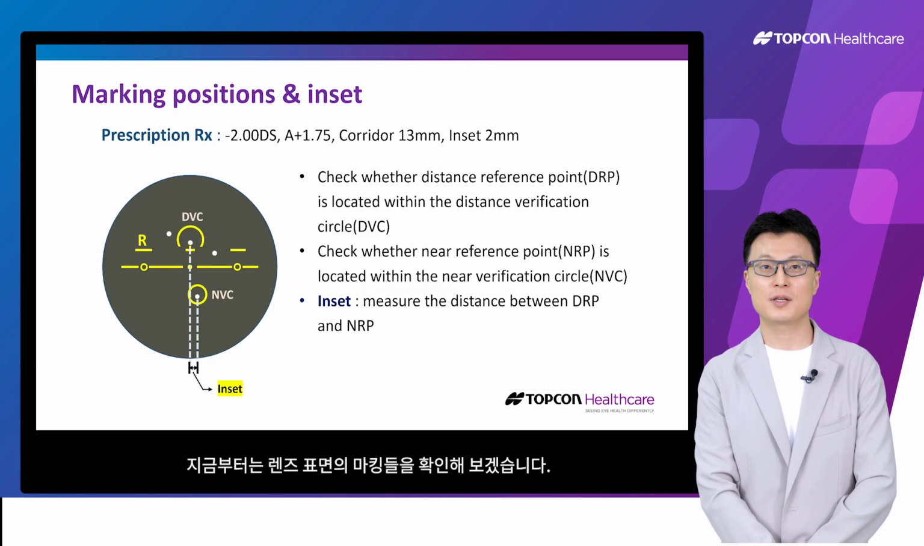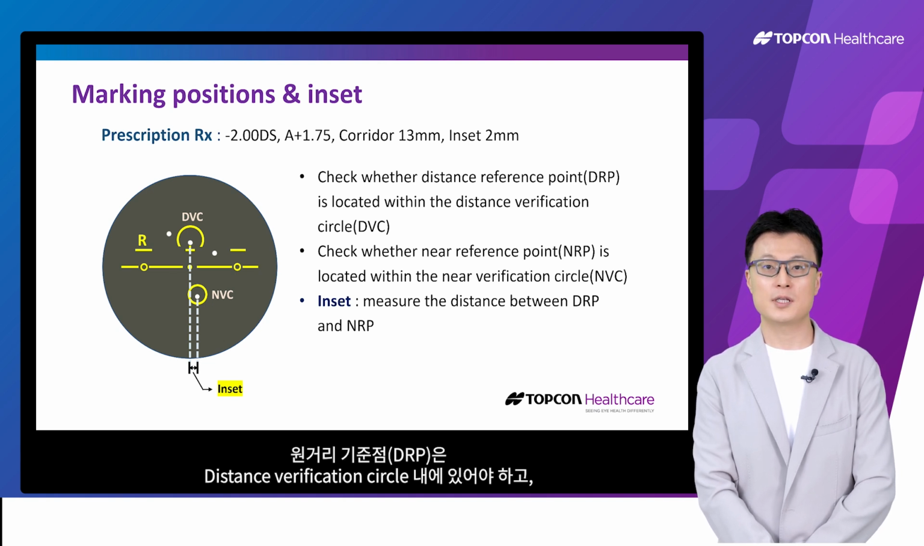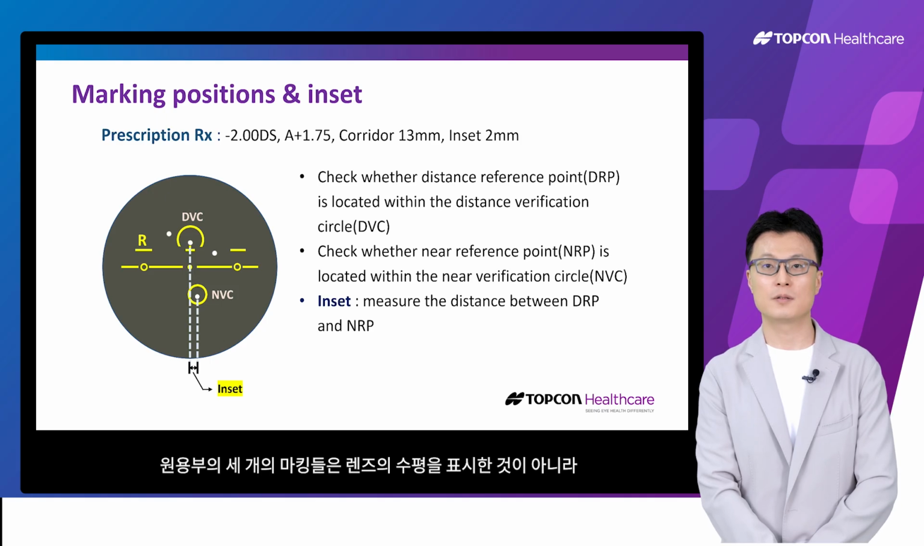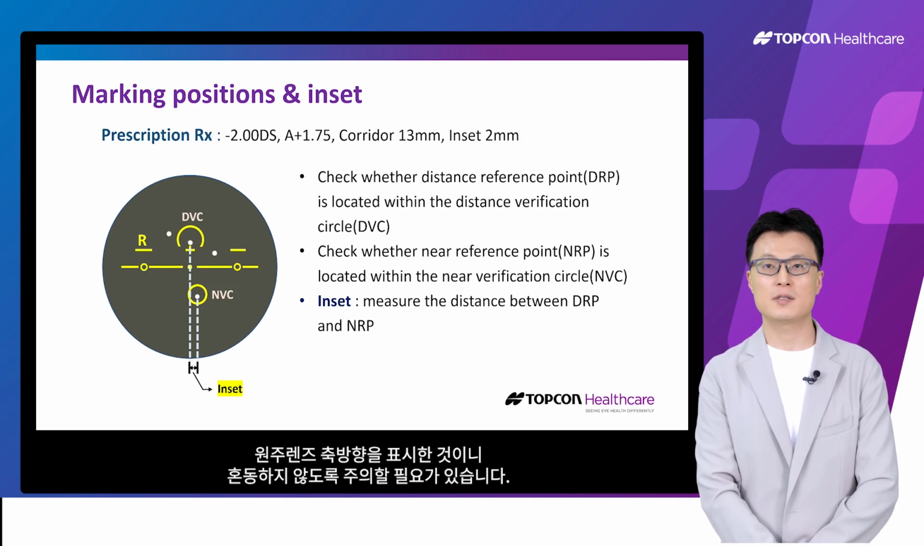Now, let's check the markings on the actual lens. Solos marks the points with the highest refractive power in both the distance and near vision areas. The distance reference point should be within the distance verification circle, and the near reference point should be inside the near verification circle as well. Just be careful not to confuse the three markings in the distance vision area. These don't show the horizontality of the lens, but rather the cylinder axis of the lens.